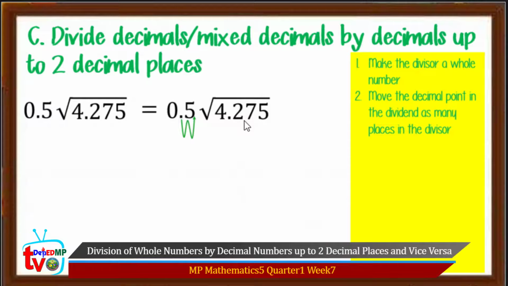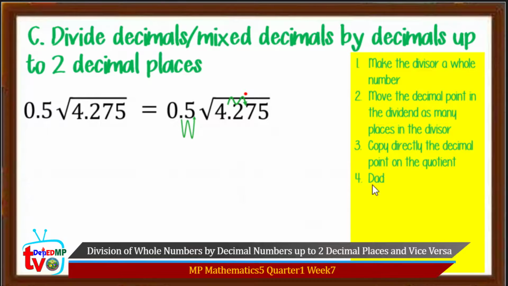4.275 will become 42.75, and then we copy directly the decimal point on the quotient, which is this one. There. And then, we can proceed now to long division. What is the first step again that we need to consider? We need to divide.